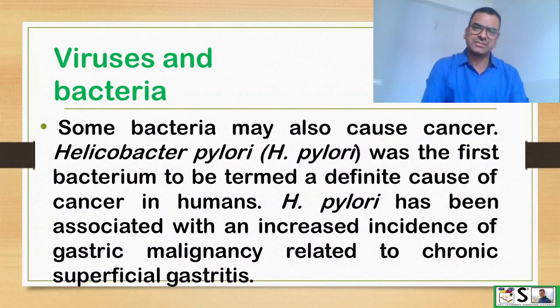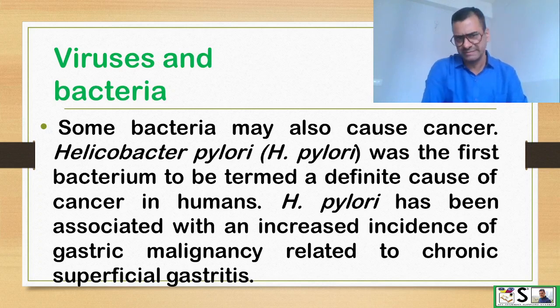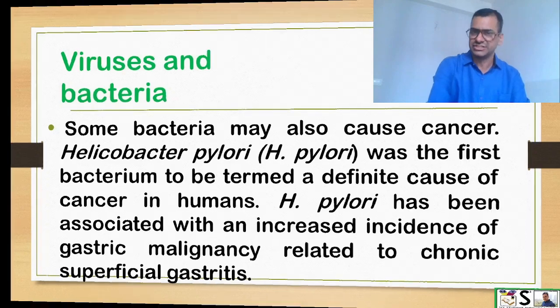Some bacteria may also cause cancer. Helicobacter pylori or H. pylori was the first bacterium to be termed as a definite cause of cancers in humans. H. pylori has been associated with the increased incidence of gastric malignancy related to the chronic superficial gastritis.